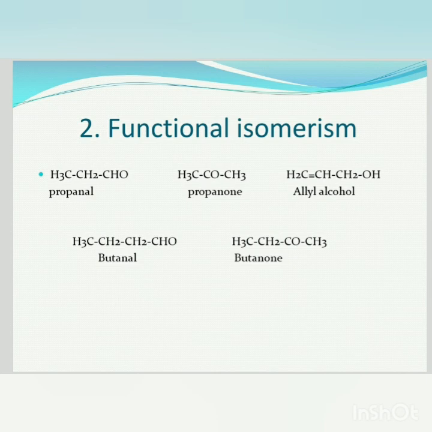And the second example is butanal and butanone. The common formula of these two compounds is C4H8O. So in butanal we have the aldehyde functional group, and in butanone we have the ketone functional group. So that's why these are functional isomers. This phenomenon is known as functional isomerism.